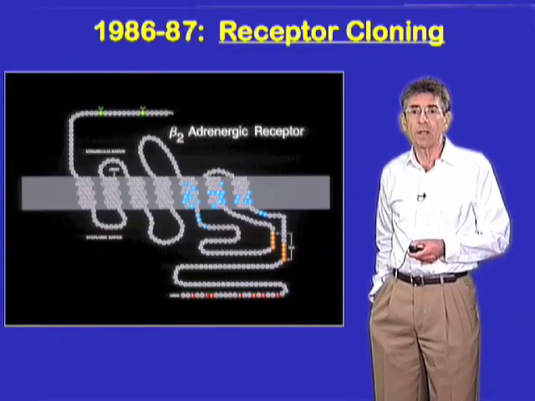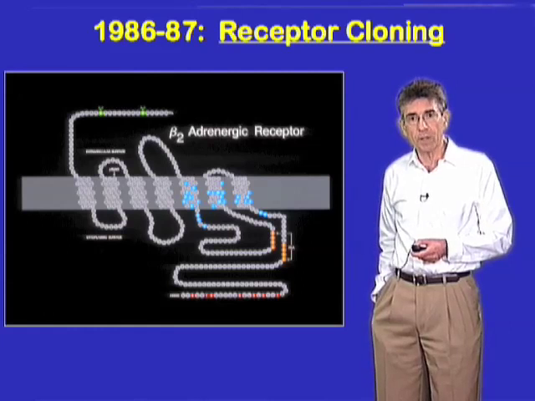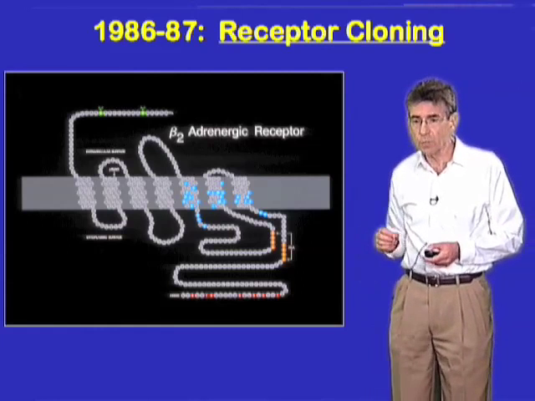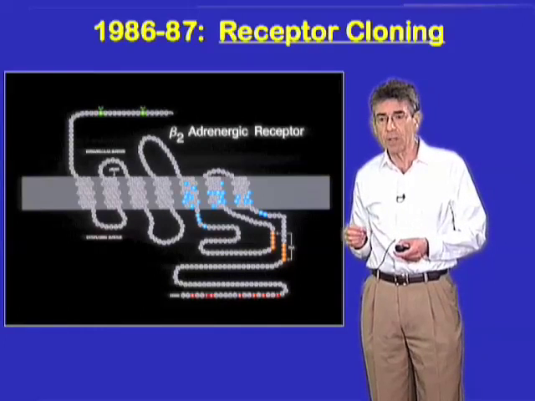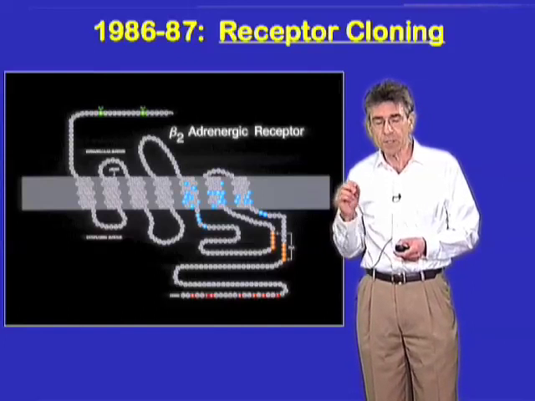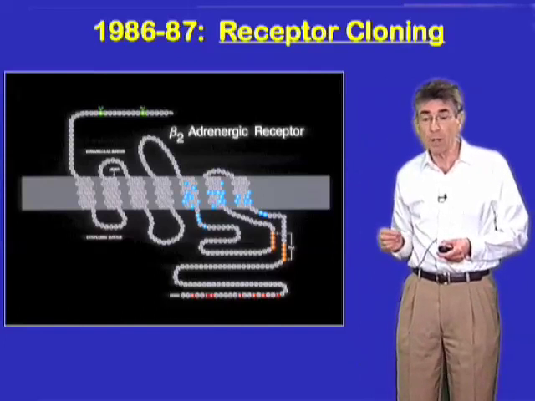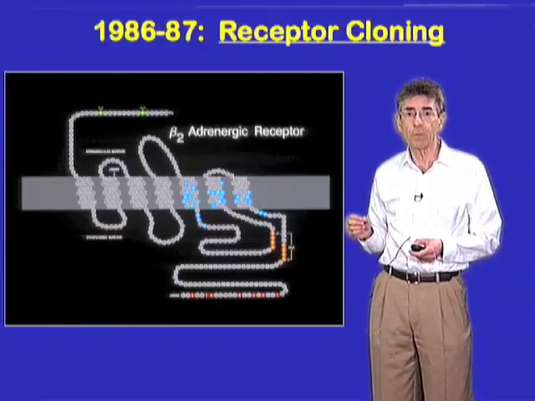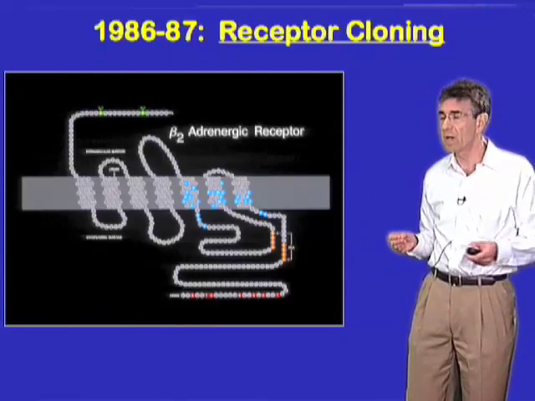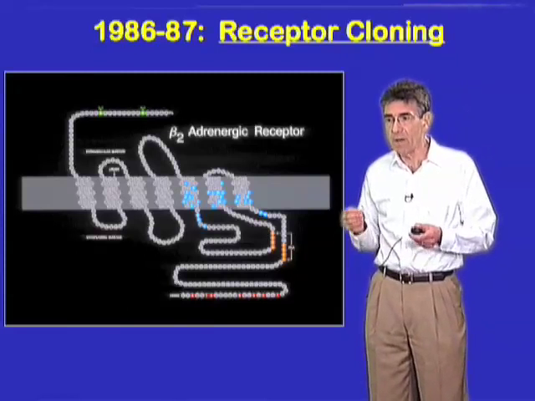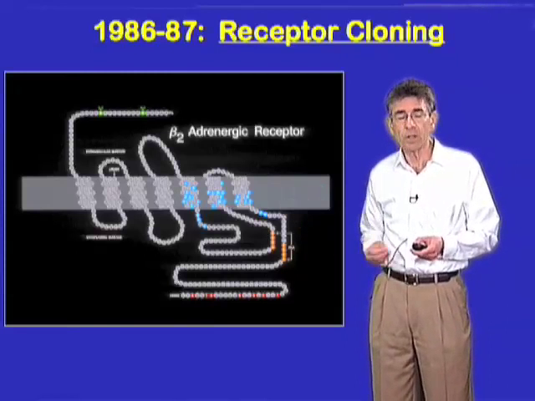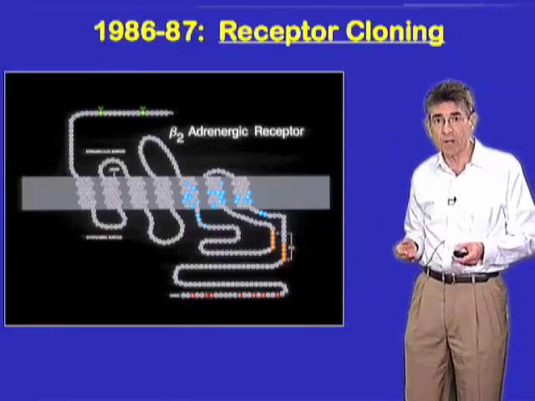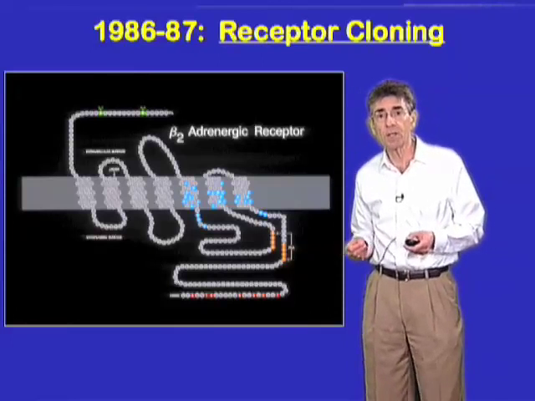Rhodopsin was available in large quantities. When its structure was determined in 1982, its sequence was determined not by cloning, but rather by classical Edman degradation protein sequencing, because there was so much protein available. It was found to have a structure suggestive of 7 transmembrane domains.